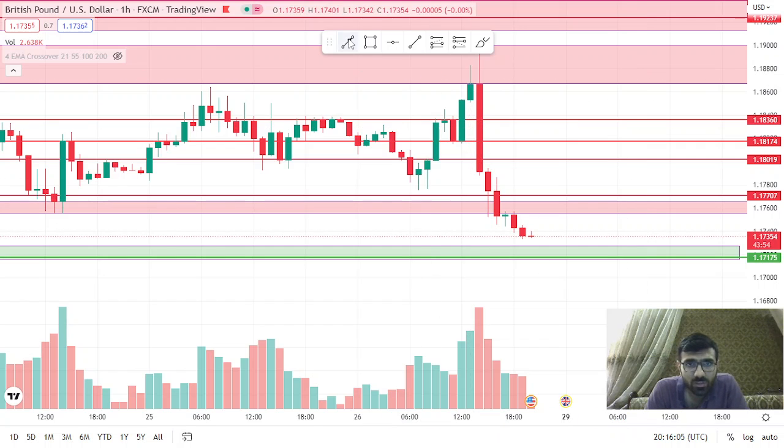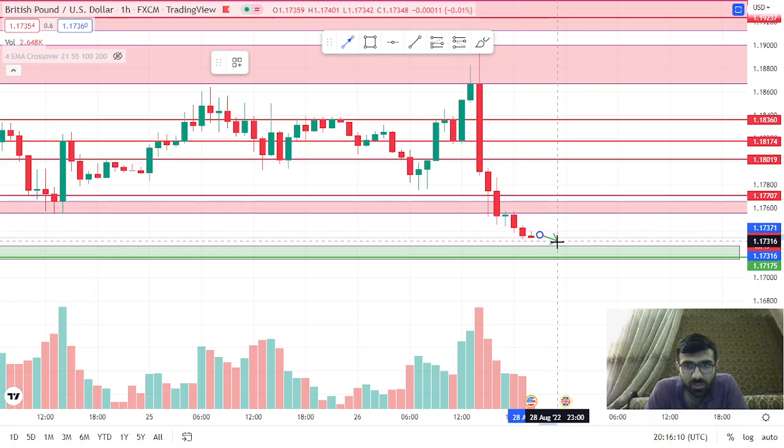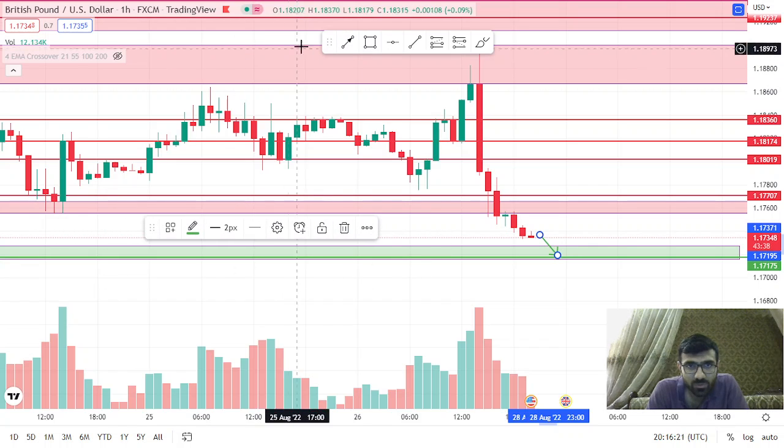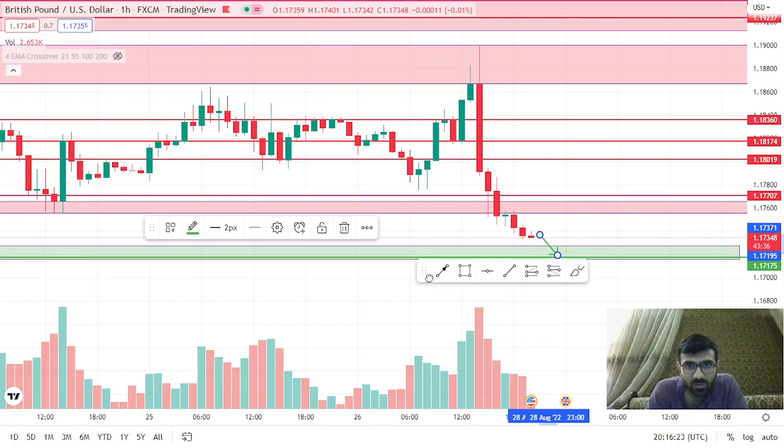So the trades that we would be having would be if the market respects this area, or the market enters this area and respects this zone. Okay, so now let me just move these a little closer.